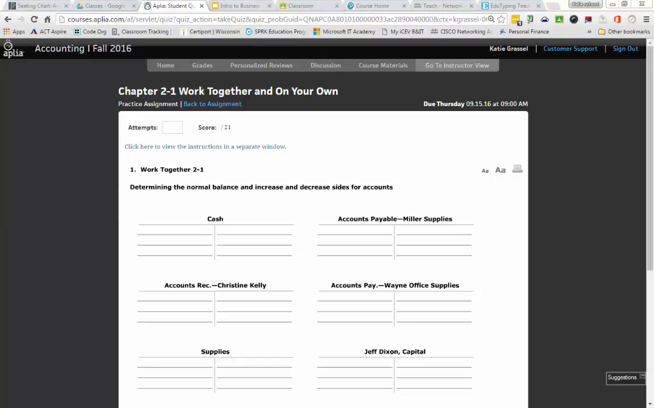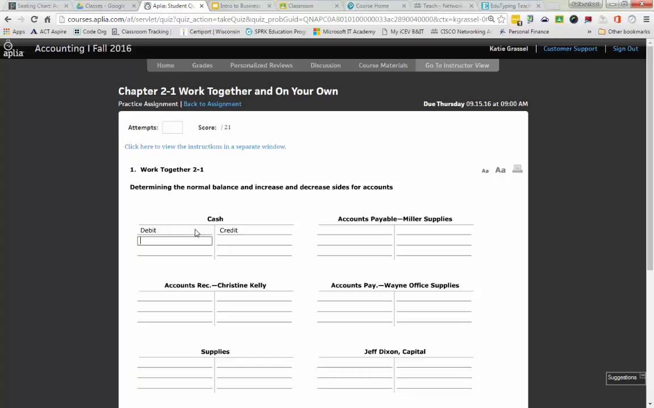We know the left-hand side is always called debit and the right-hand side is always called credit. It does not matter what account it is. It's always done that way. So when we take a look at cash, we'll put debit on the left, credit on the right. The next thing we have to determine is the normal balance. The second line below a T account is always where you write normal balance, and it will only be on one side. And then the third line on our assignment will either say increase or decrease.